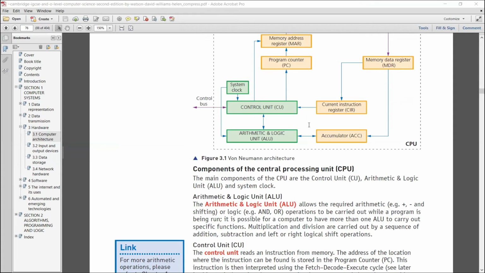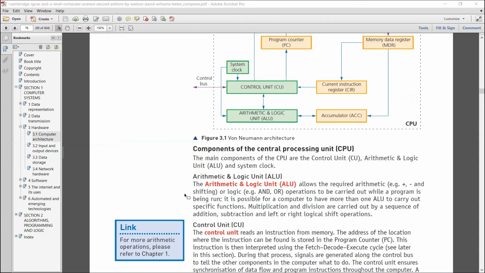So, yes, exactly. You are absolutely correct, Yaya, that it's there to solve arithmetic problems as well as logical problems. Exactly, exactly. You're absolutely correct that this is the purpose of the ALU.